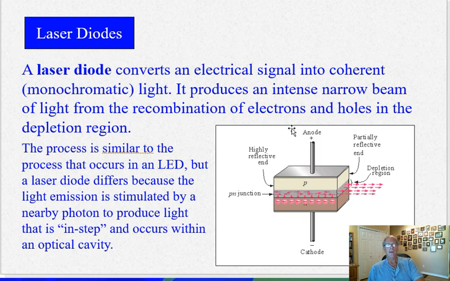We have laser diodes. They're like LEDs, except that the light coming out of them is much narrower in spectrum. In fact, a laser ideally produces what's called monochromatic light. It really is only one wavelength.